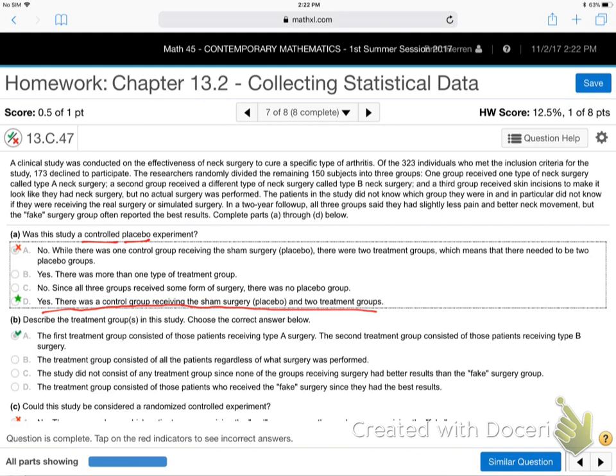Right? So control means there's a control group. Placebo means somebody's getting a fake. Right? So it's controlled placebo.